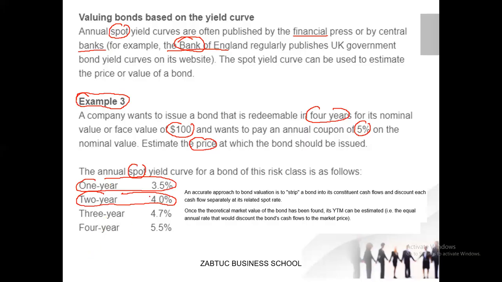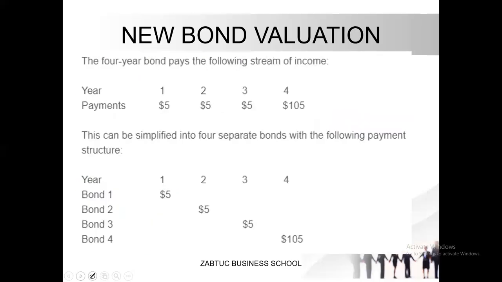So I've been given this spot yield curve. Remember, what do we want to do? We want to find the market price of this new bond here, and we have been given the annual spot yields. To start with, this is a 4-year bond, and based on the wishes of the company, the company wants to pay interest at 5%.